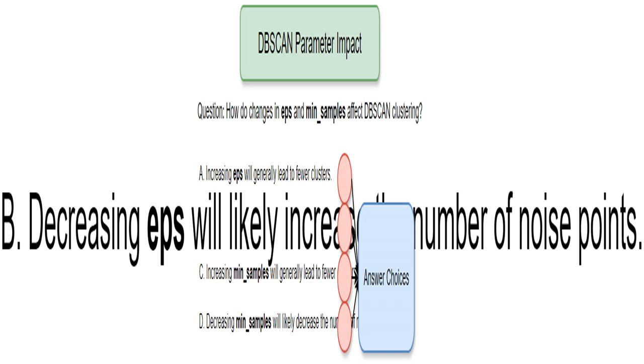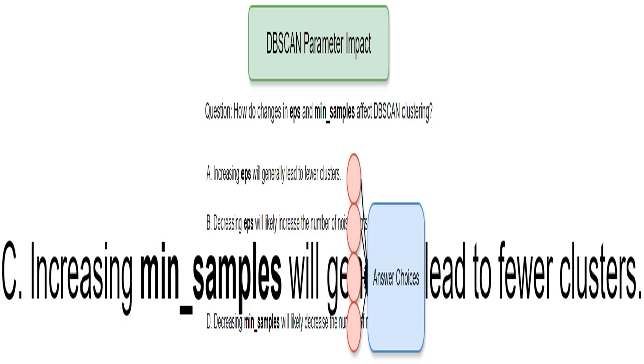Shrinking the radius, EPS, makes it harder for points to be considered neighbors. This makes it more difficult for them to join a cluster. So, more points are likely left unclustered, becoming noise. Absolutely. Raising the minimum number of points needed, min_samples, for a cluster makes it harder to form a cluster in the first place. Fewer clusters will satisfy this stricter condition.